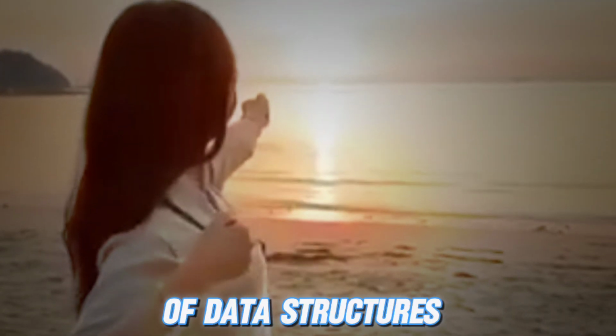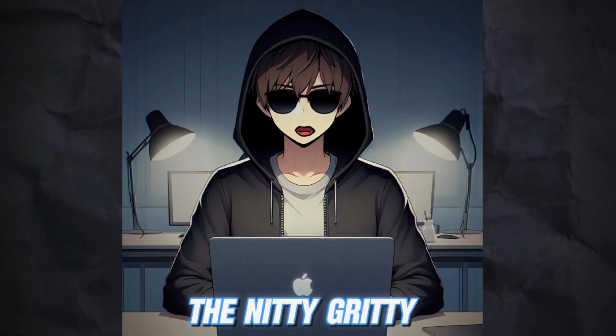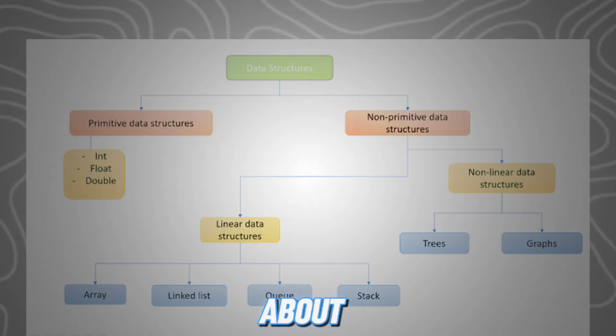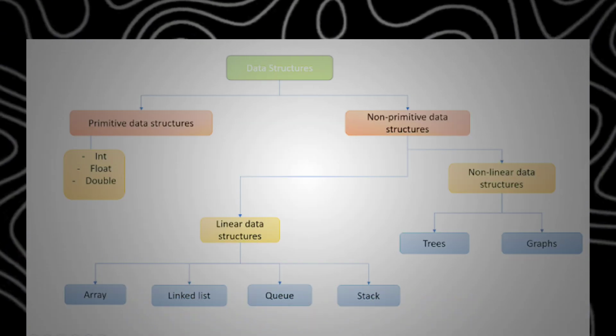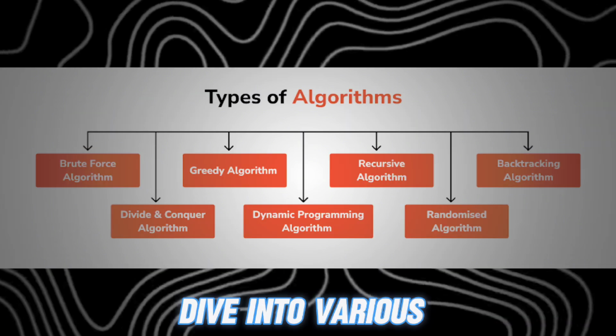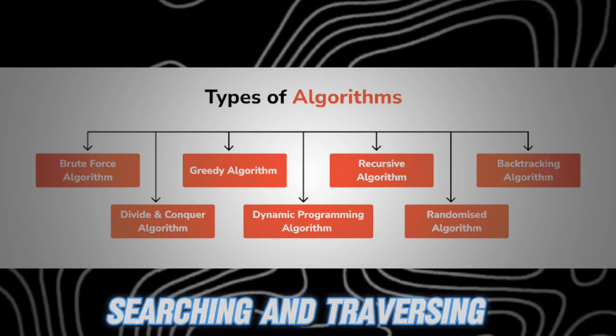Point number 3, grasp the basics of data structures and algorithms. Now it's time to get into the nitty-gritty of DSA. You will learn about all the different types of data structures like arrays, linked lists, stacks, queues, trees, and graphs. Plus, you will dive into various algorithms like sorting, searching, and traversing.